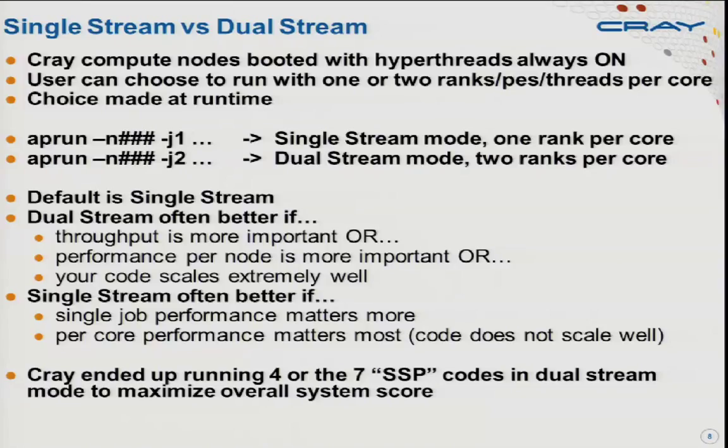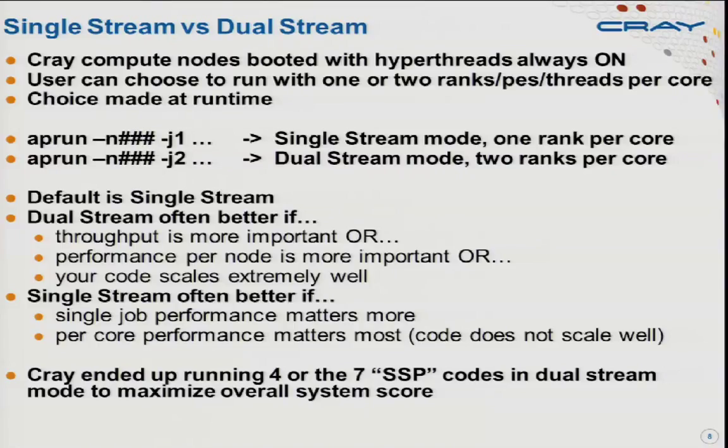But it's completely plausible that if you say, my time allocation over the next year means that I can always have a job that uses 100 nodes running. Now, how do I best utilize that node? Well, I might be more concerned about the performance per node as opposed to the performance per CPU or performance per MPI rank. And if you look at it that way and you try it both ways, maybe dual stream ends up being better.